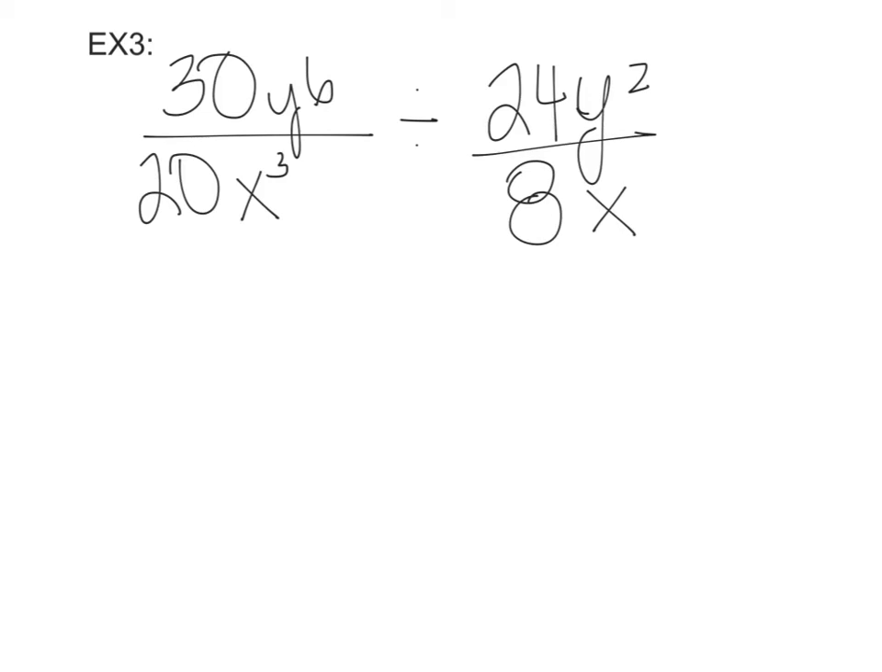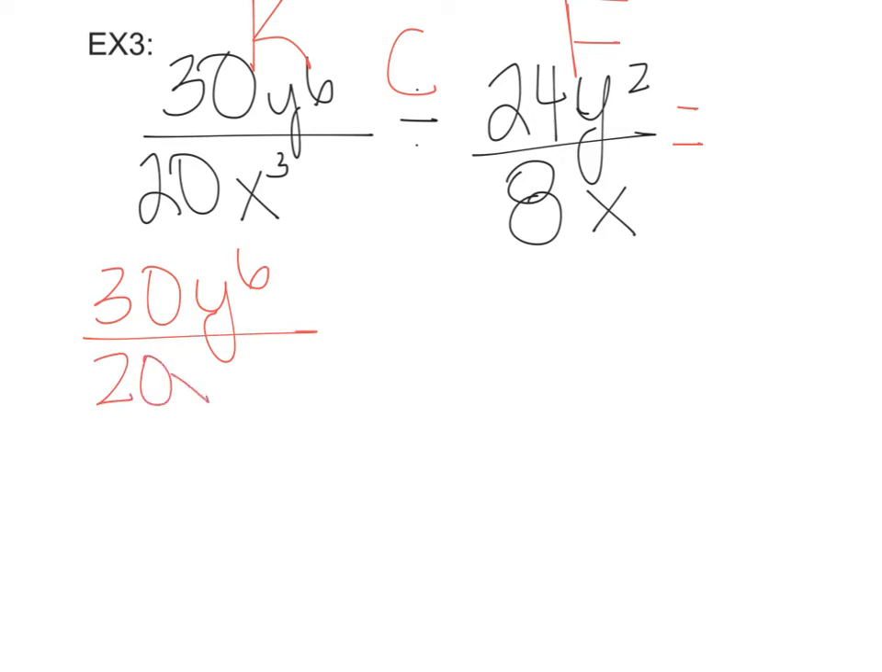Okay, so first thing I'm going to do is my keep, change, flip. So I'm going to keep the first the same, change the operation in the middle, and flip the second fraction. So that means I have 30y to the 6 over 20x cubed, so that doesn't change. Then the operation in the middle becomes multiplication, and then the second fraction flips, 8x over 24y squared.